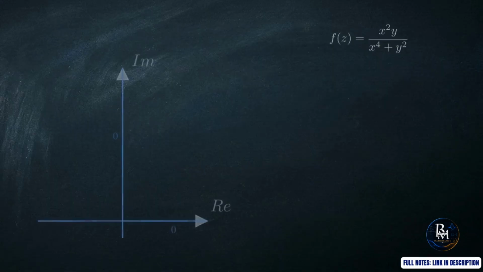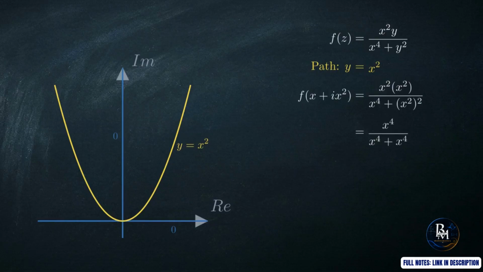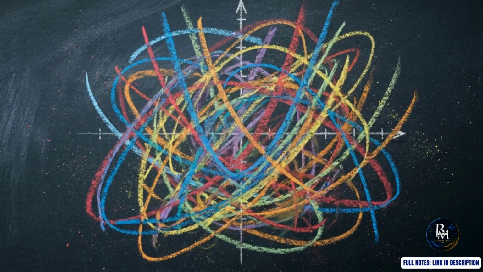To find the truth, we must test a nonlinear path. We'll approach the origin along the parabola y equals x squared. Along this curve, the math changes. The variables combine to produce exactly 1/2. Even when every straight line agrees, a single curve can expose a different value. Agreement on a few simple paths is never enough to prove a limit exists.